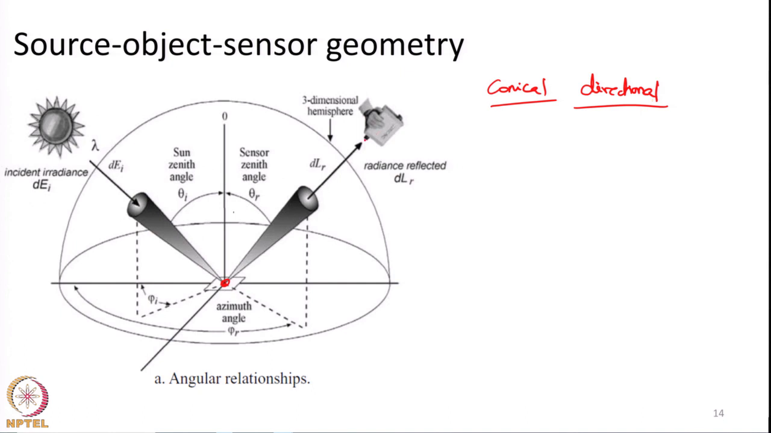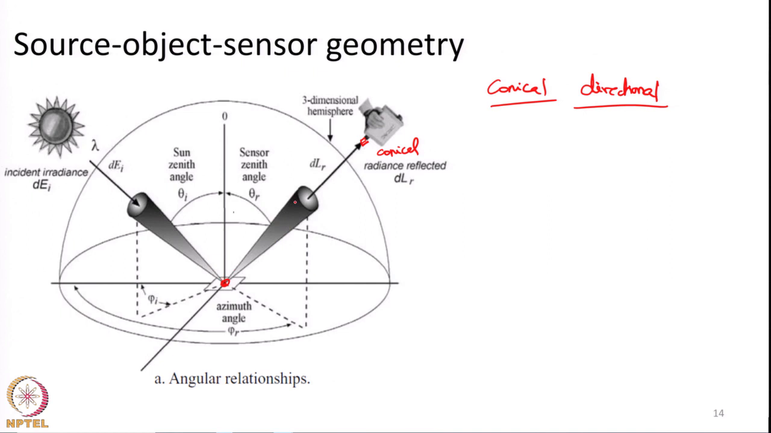Whereas for outgoing radiation, as I said, if we have a sensor, it will be integrating energy in the form of a cone coming towards it. So this is with respect to the area over which we integrate the energy. Either we are integrating within a cone or we are integrating within a hemisphere, something like that.